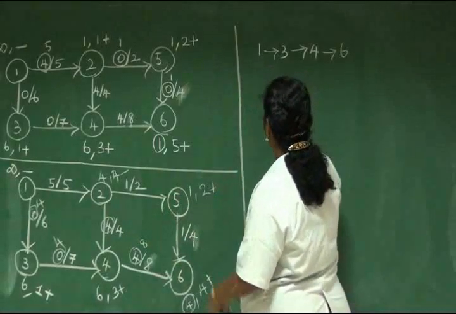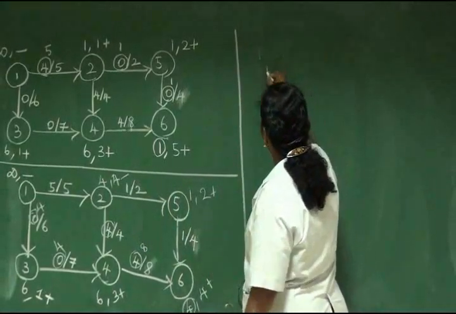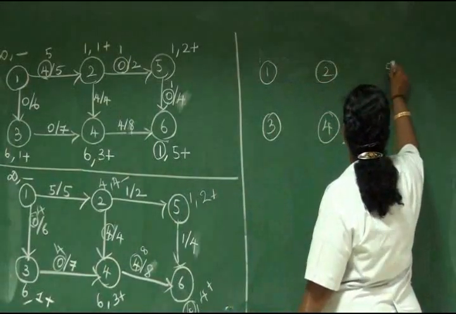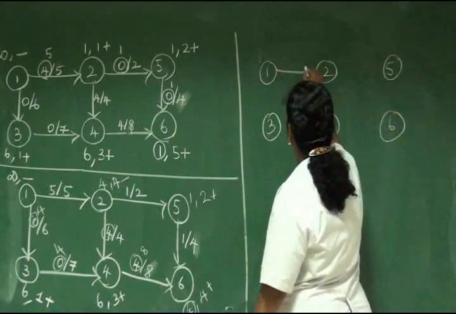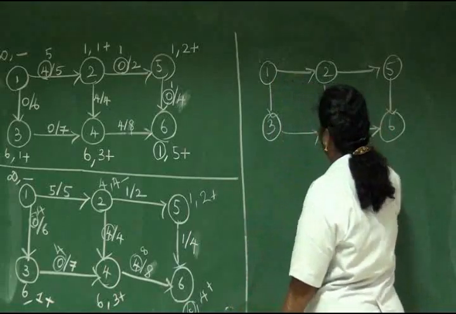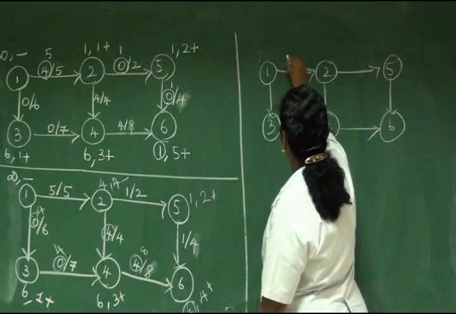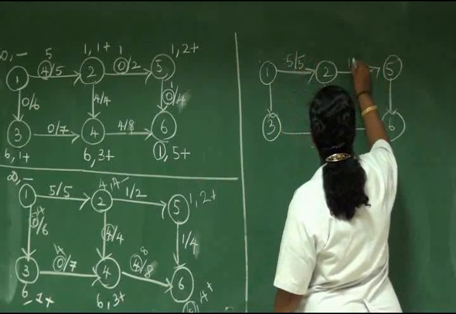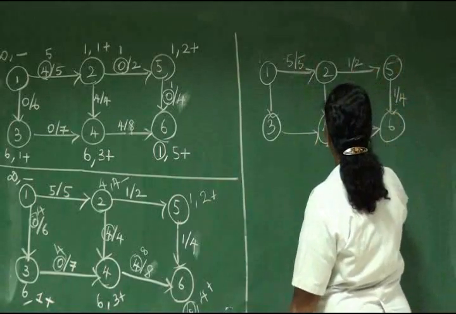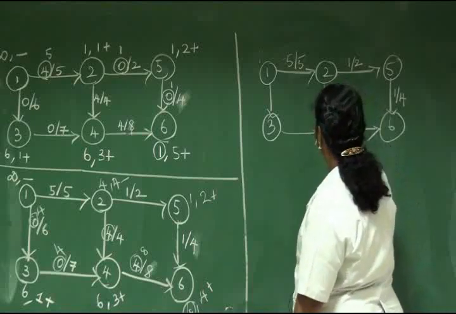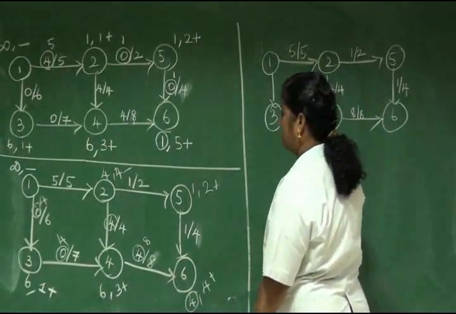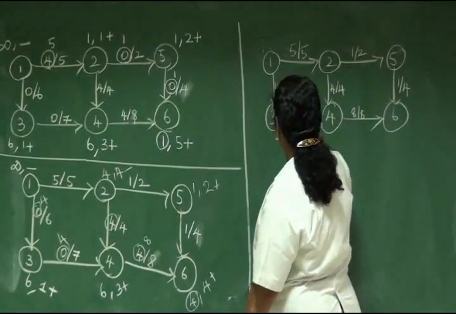Now redraw the network again. So you are having 6 edges, 1, 2, 3, 4, 5, 6. So make entries for edges. So from 1 to 2 you are having 5 by 5. From 2 to 5 you have 1 by 2. 5 to 6 is 1 by 4. 4 to 6, 8 by 8. 2 to 4 is 4 by 4. And 3 to 4 is 4 by 7. And 1 to 3 is 4 by 6.